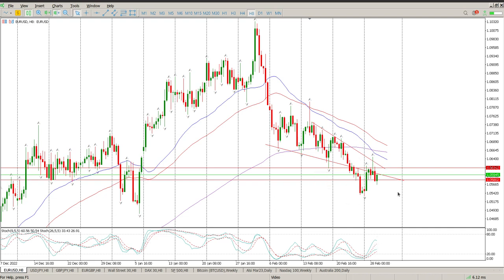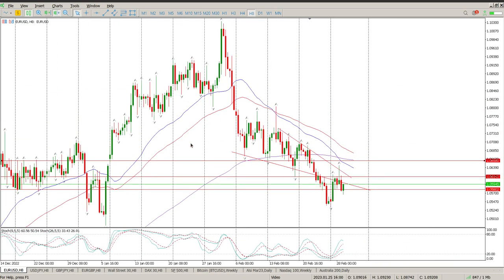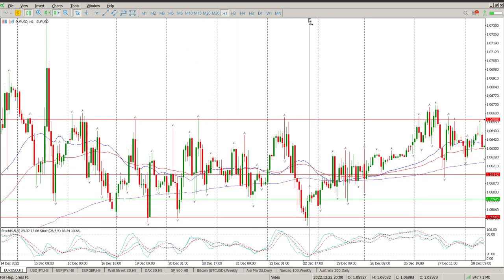Oscillators indicating more move to the downside, but if you look to the left, there is quite a strong zone of chaos, should I say. It's not support or resistance at the moment. It's just all over the place. This pin bar is interesting. That is fairly interesting for a rejection.